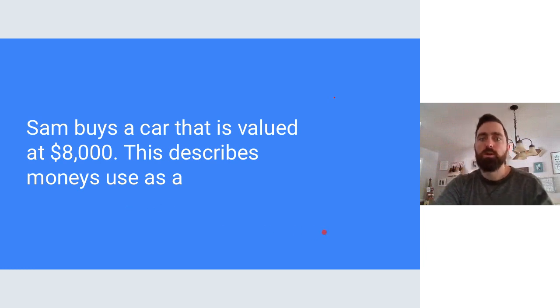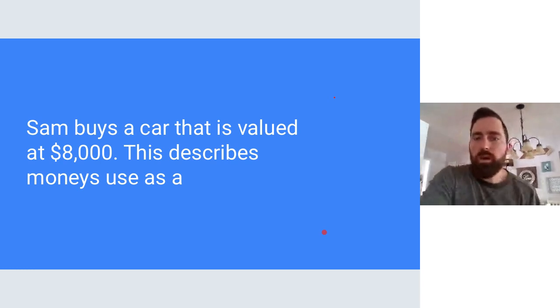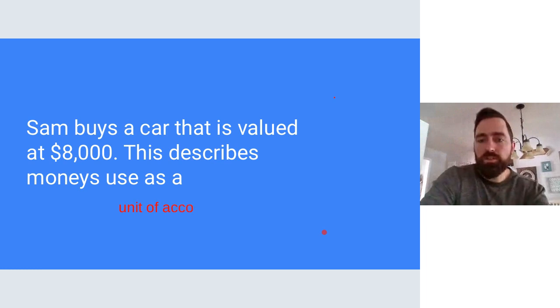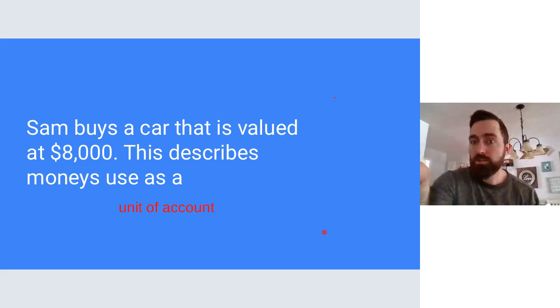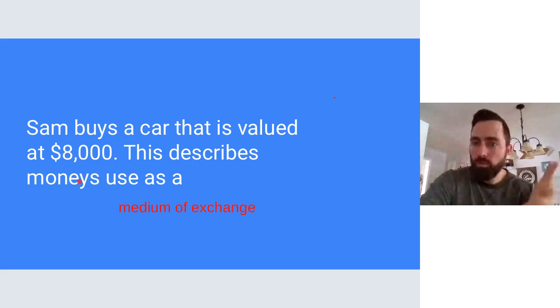So Sam is buying a car that is valued at $8,000. If we're talking about how the car is valued, like Sam goes up to the seller and says, "Hey, I'd like to buy the car. How much?" When the seller tells him $8,000, that's describing money's use as a unit of account. If we're talking about Sam actually exchanging the $8,000 between himself and the seller, then we'd be talking about money's use as a medium of exchange. So you can go a couple different ways here, depending on what part of the scenario you're reading.